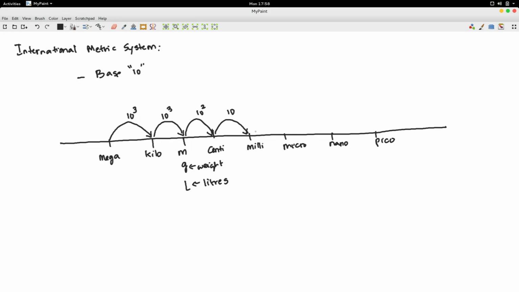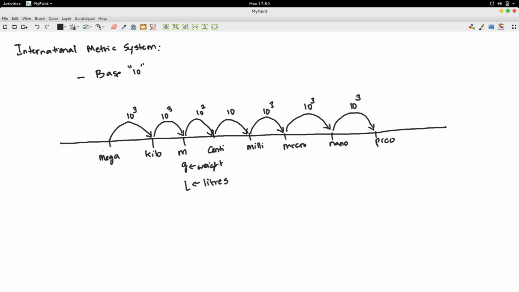If you're going this way, milli to micro, 10 raised 3, and micro to nano, it's another 10 raised 3, nano to pico, it's another 10 raised 3.